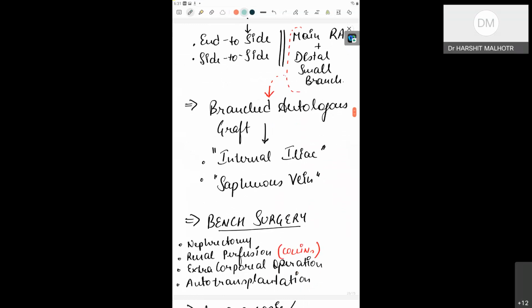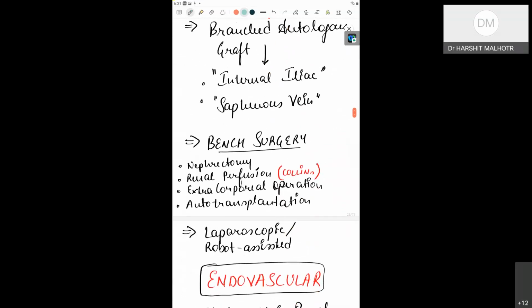Sometimes when all these procedures are being done, there can be a bench surgery which is indicated, in which case basically we do a nephrectomy, we take out the kidney, we perfuse the kidney with Collins solution, and we do an extracorporeal operation. Basically we repair it primarily outside the body after cooling it or using renal perfusion, and then we do an auto transplantation, which is commonly done at the level of internal iliacs or external iliacs in the pelvic fossa.